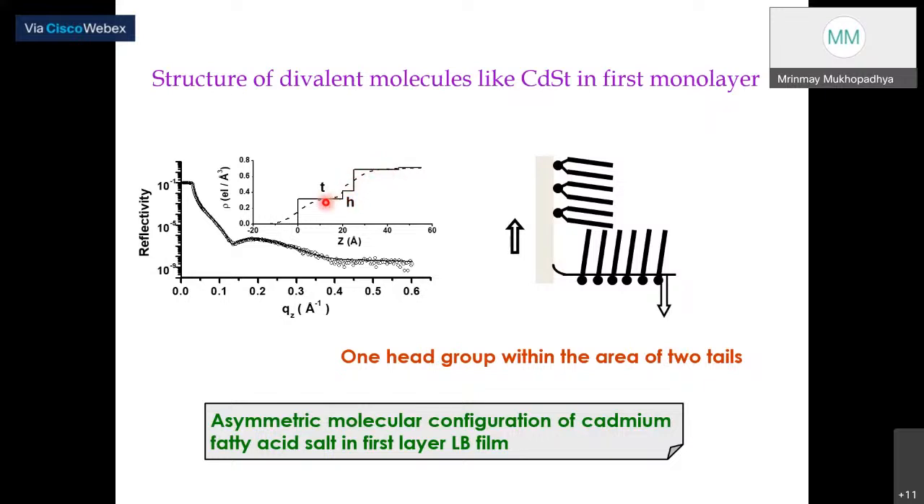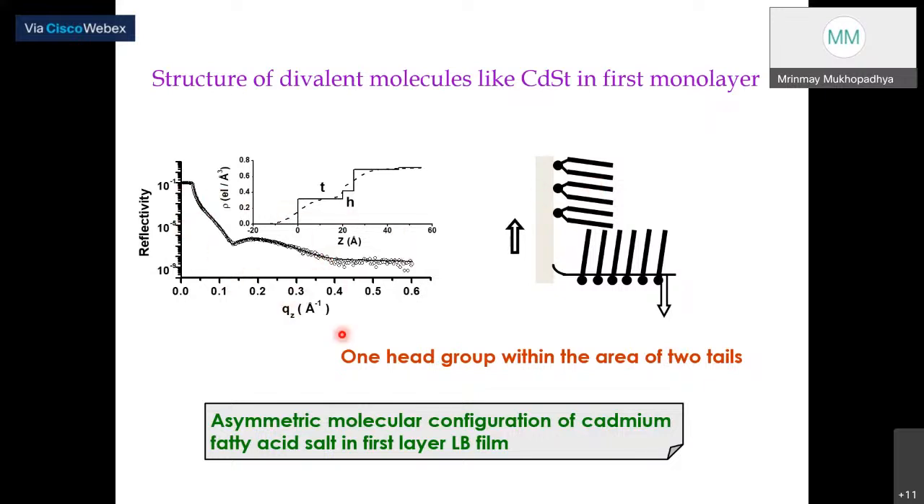So you are actually determining the structure of such a thin film: 20 angstrom means 2 nanometers. So for a 2 nanometer thick film, you can measure the structure without destroying the surface, without destroying the sample.